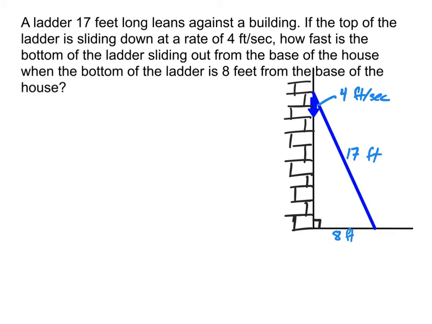And then the last thing I'm trying to figure out is how fast the bottom of the ladder is sliding out from the base of the house. So it's trying to figure out how quickly this number is changing. So I need to label that length as a variable name. That's going to be W in this case, because it's the width of my triangle. So that means I'm trying to figure out how fast W is changing. In other words, my destination is dW over dt.